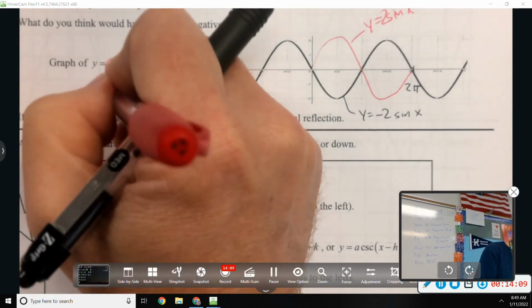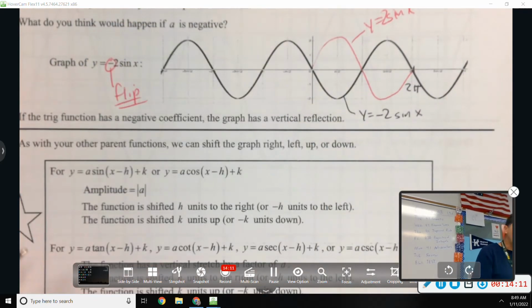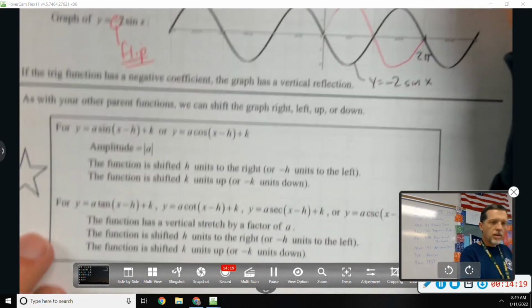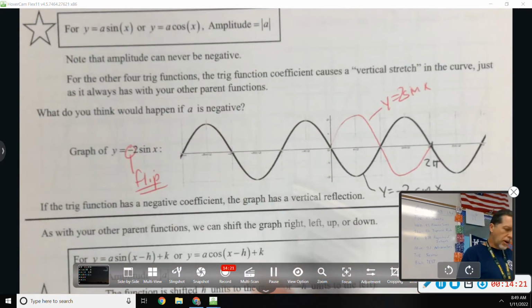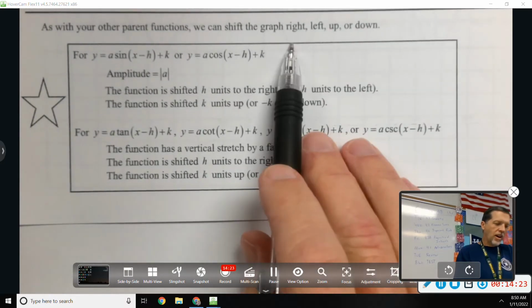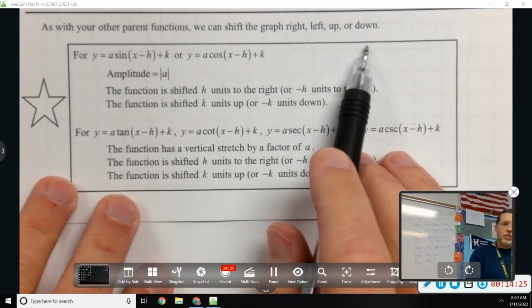So a negative out front causes a flip. Like you already know that. A lot of what we do today, you kind of already know. You just haven't used it with trig before. As with your other parent functions, we can shift the graph right, left, up, or down. This is what we talked about earlier.